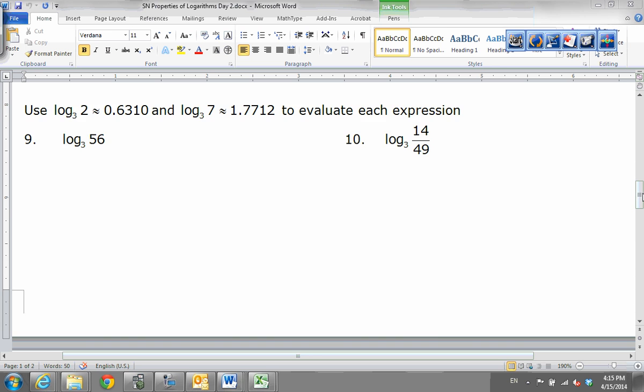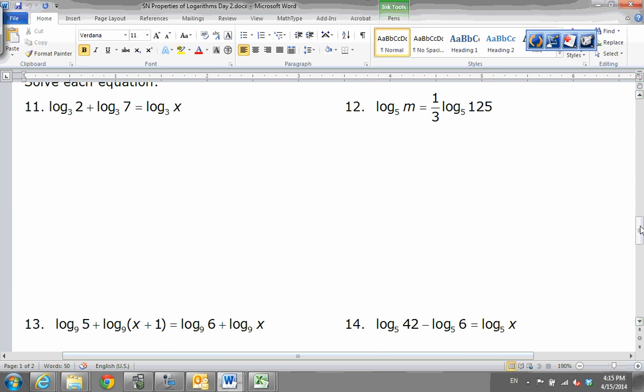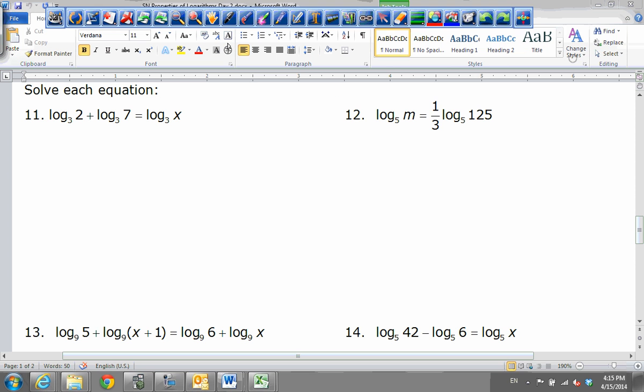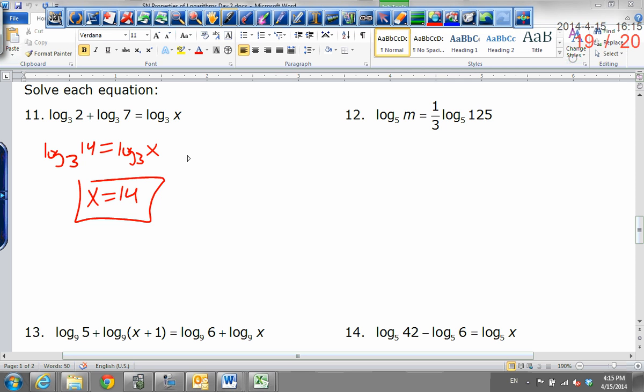Alright, and then the last thing here, solving for x, easy stuff. If you have a log equation equaling another log equation, then they must be equal. So 2 times 7 is 14. That means my x, it's got to be 14. It's that easy, guys. Nothing changes there.